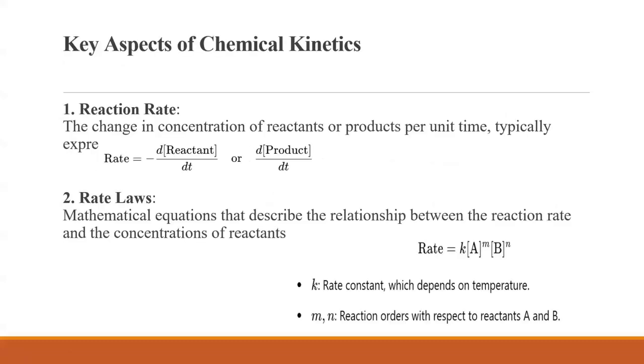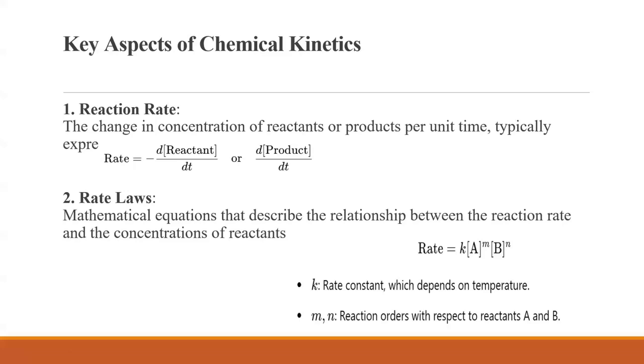So let us look at the key aspects of chemical kinetics, and one of them is reaction rate, the change in concentration of reactants or products per unit time, typically expressed as rate equal to change in reactant over change in time, or change in products over change in time. You can see the change in reactants has a negative sign because obviously reactants are reducing while products are increasing during a chemical reaction.